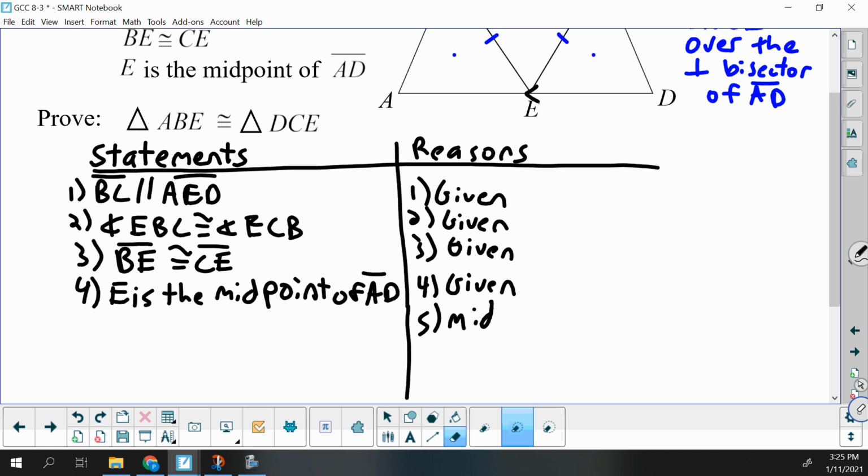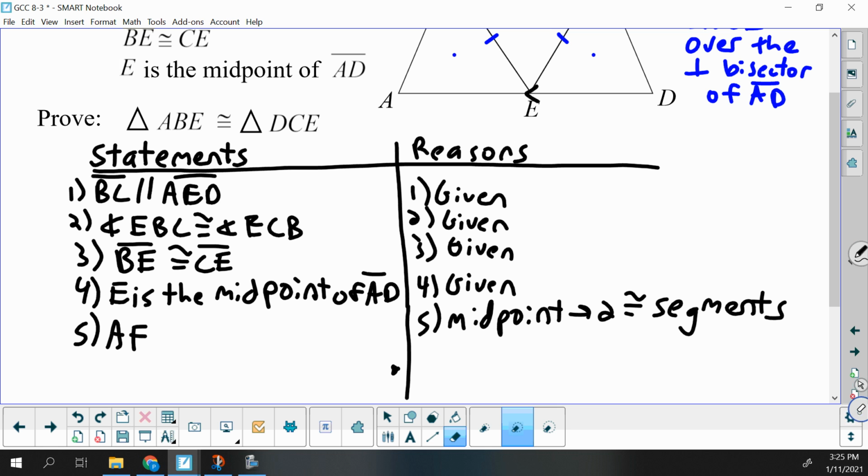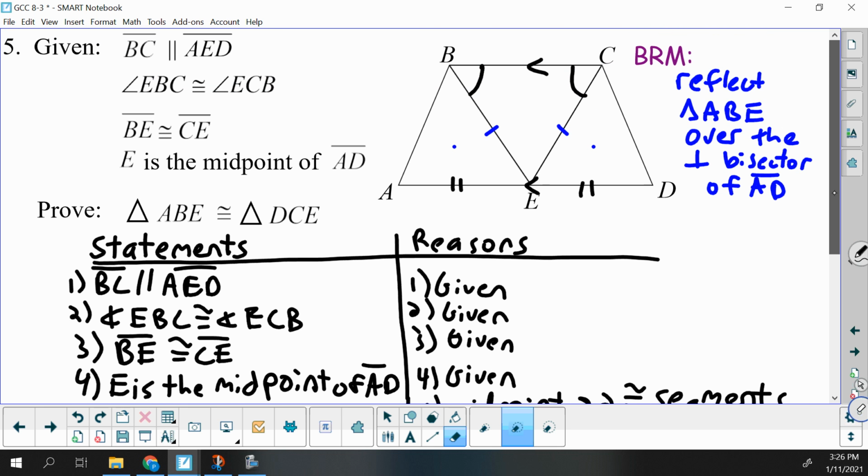So we'll do midpoint. It implies two congruent segments. They told us E is the midpoint of AD, so that means that AE should be congruent to ED. We set it in our proof, so we'll mark it in our picture. So we've got two sets of congruent sides in our triangles. We haven't used parallel yet, and they've got those angles outside there as well.